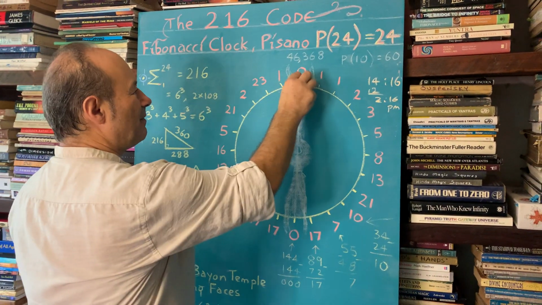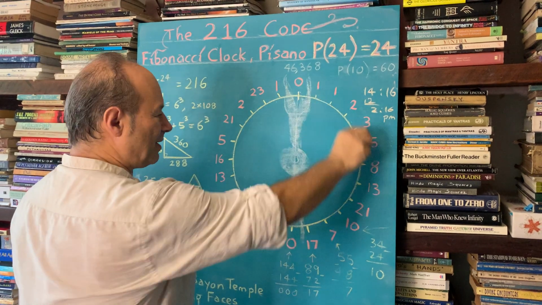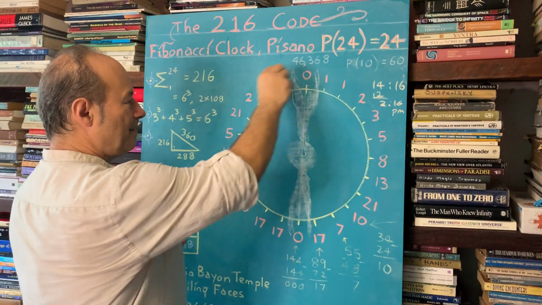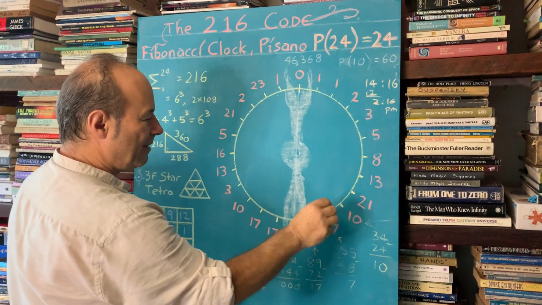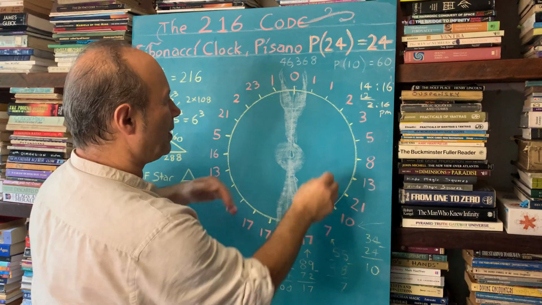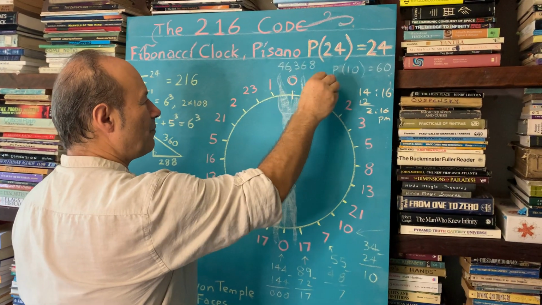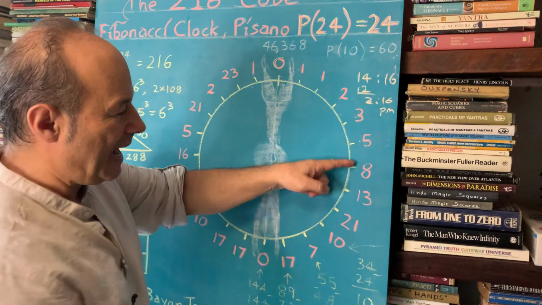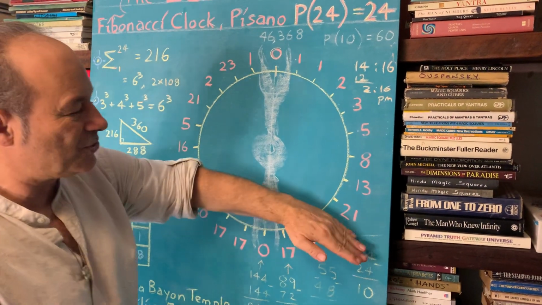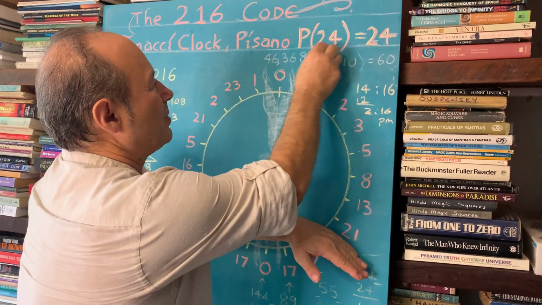So with the clock mathematics, I've divided this into 24, because I only want to look at the Fibonacci numbers that are under 24. So I start with 0, 1, 1, 2, 3, 5, 8, 13, 21. They're all under 24, because we're looking at P24.